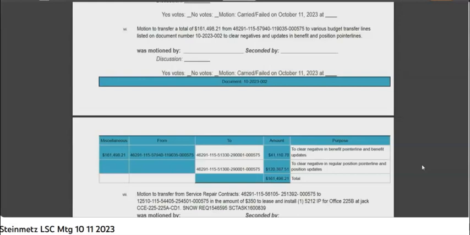Thank you. Well, right now, the vote is 4 yes, 5 abstain. So motion didn't pass.